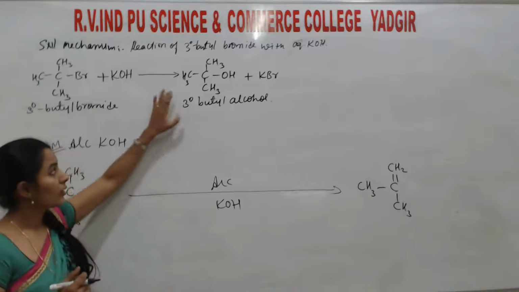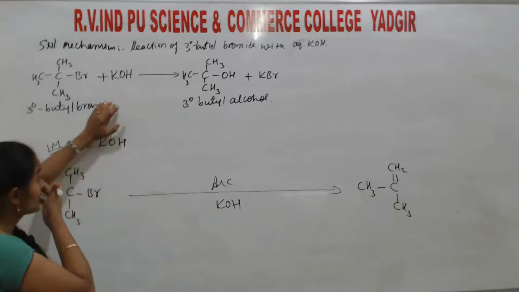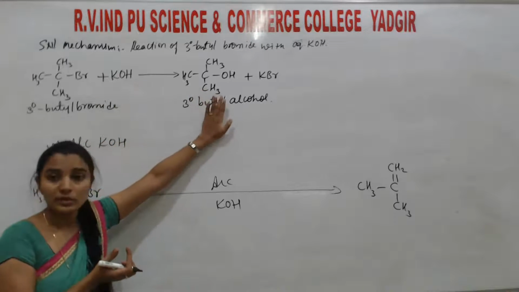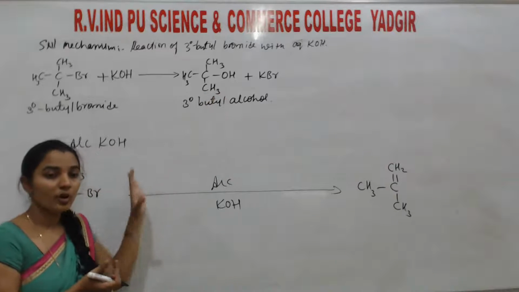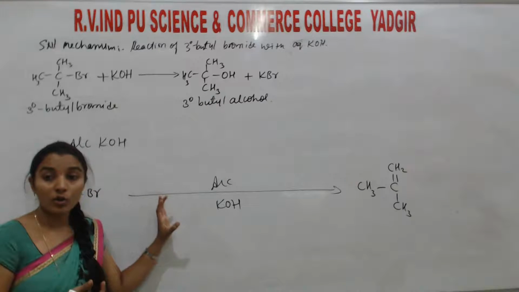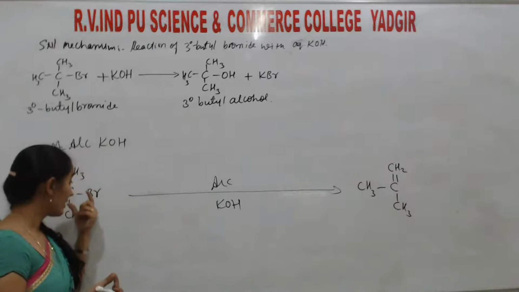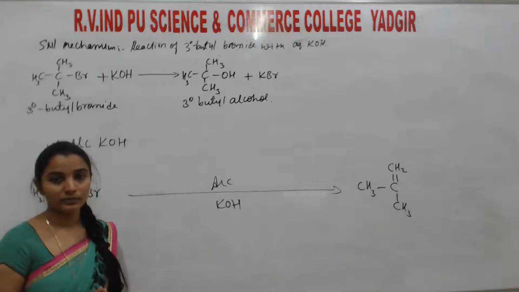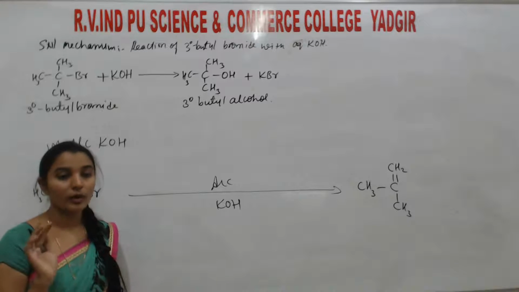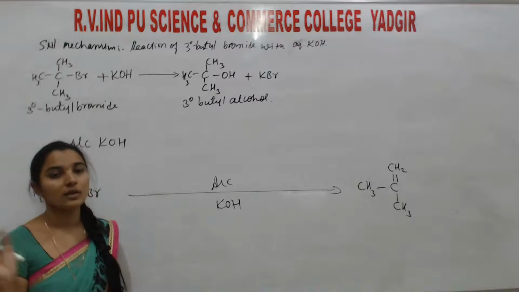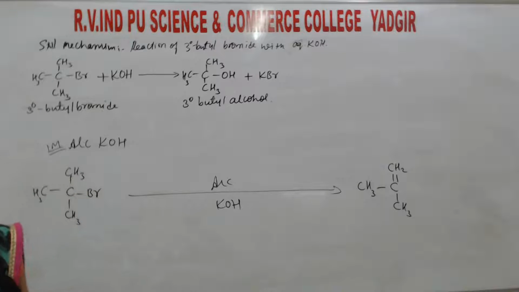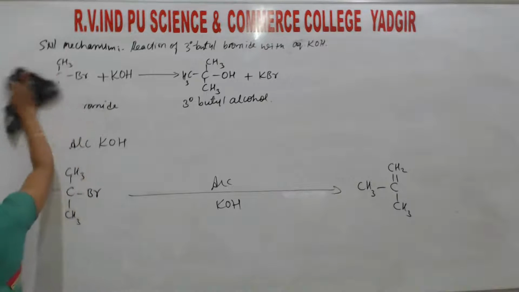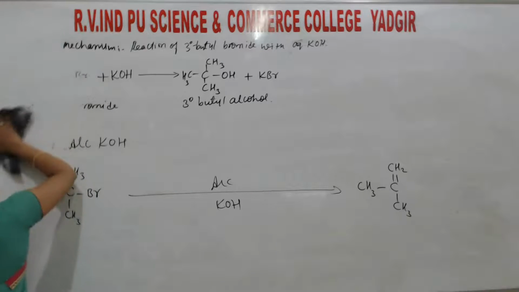What is the product when alkyl halides react with aqueous KOH? That is alcohol. What are the products when alkyl halides react with alcoholic KOH? Alkenes are the products. Okay, important for 1 mark and 10 in the board examination also. So next we will go to the SN2 mechanism.